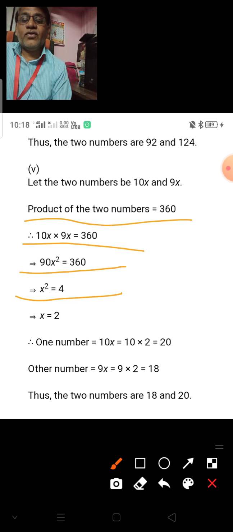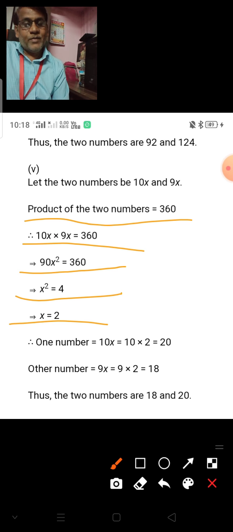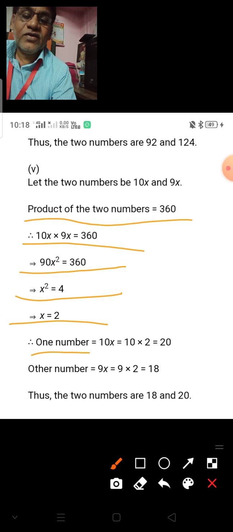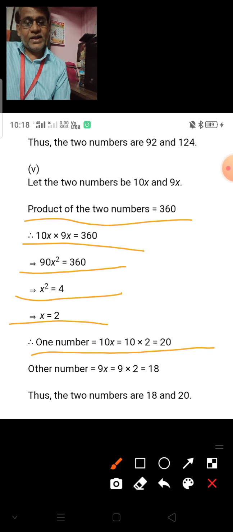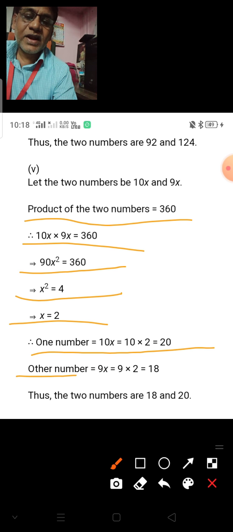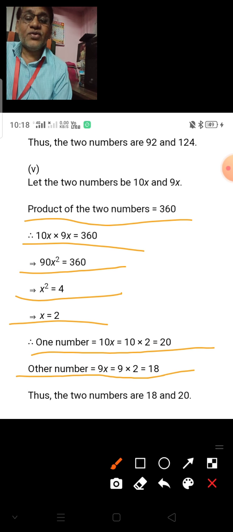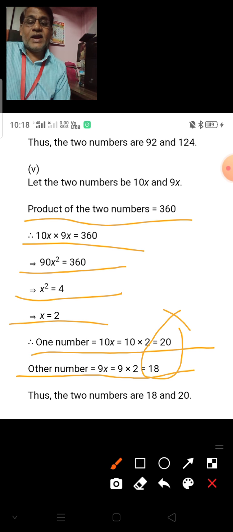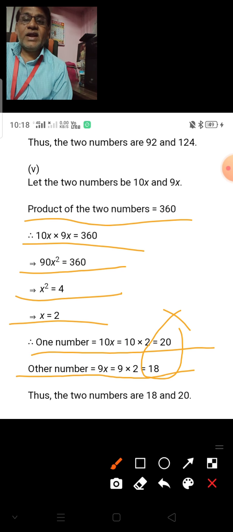By taking square root, x is equal to 2, means the multiple is 2. So the first number, that is 10x, is equal to 10 into 2 is equal to 20. And the second number, that is 9x, means 9 into 2 is equal to 18. So therefore the given numbers are 20 and 18, right? In this way you can find out the given numbers.